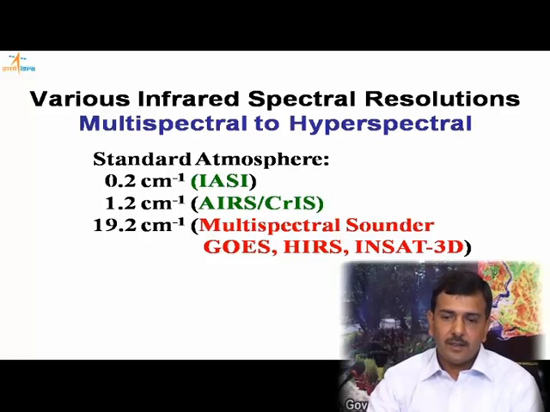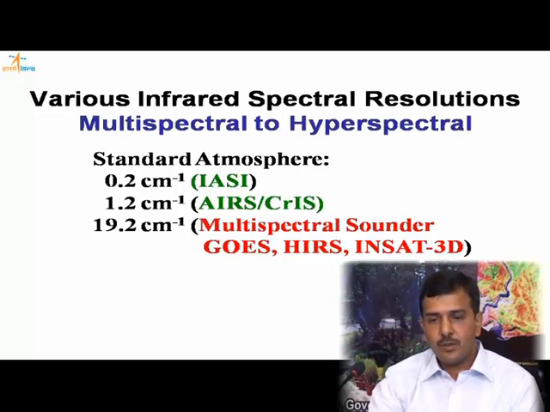So I would like to give here three examples. This is IASI, the Infrared Atmospheric Sounding Interferometer. This is a hyperspectral sounder on board the MetOp satellite, which has 8,400 channels. This is AIRS, the Atmospheric Infrared Sounder on board the Aqua satellite. It has 2,378 channels, and its spectral resolution is 1.2. IASI has a spectral resolution of 0.2 centimeter inverse.